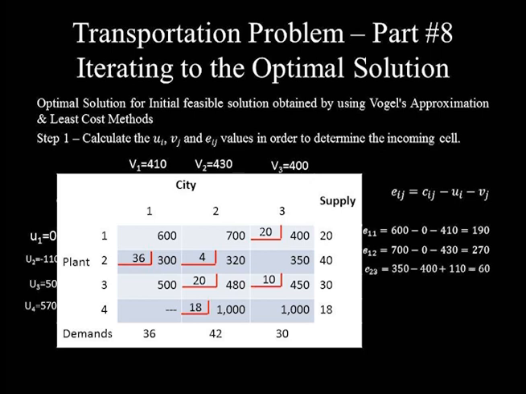The net evaluation index for the unoccupied cell in row 3, that's E31, is equal to unit cost of the cell, that's 500, minus row 3 index, that's 50, minus column 1 index, that's 410. The difference of these values gives us 40. The net evaluation index for the unoccupied cell in row 4, that's E43, is equal to unit cost of the cell, that's 1000, minus column 3 index, that's 400, minus row 4 index, that's 570, which is equal to 30.